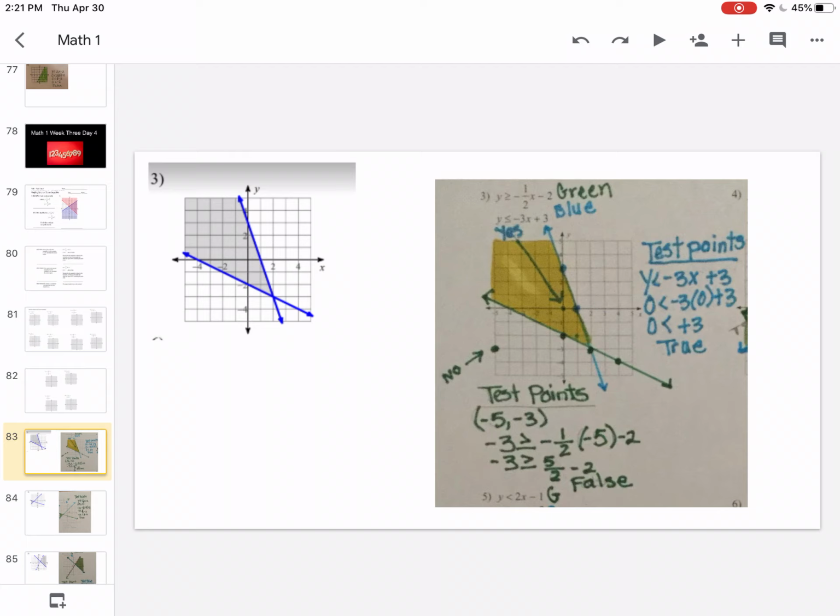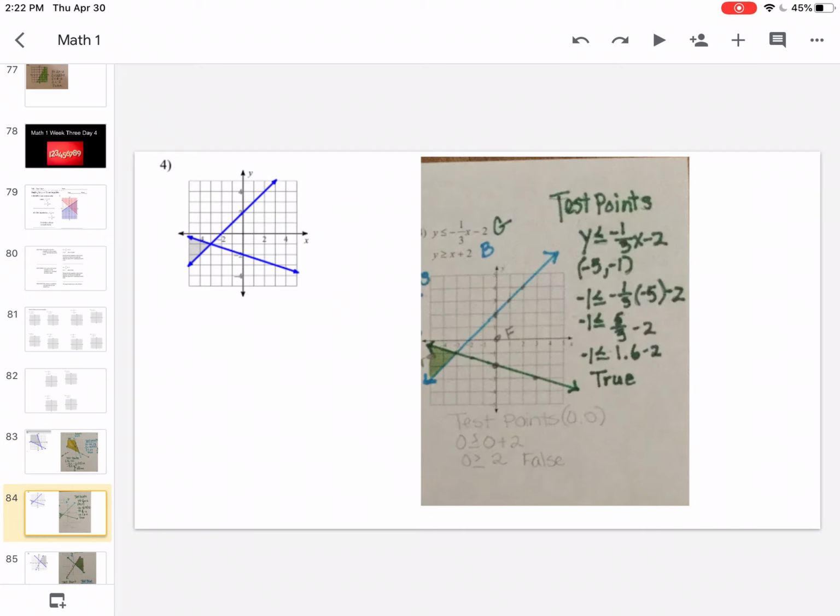So I did the test points for negative 5 and minus 3. You could see I put a green dot there, and it turned out false, so I know the shading isn't going to be on that side of the line. And then I did the same thing for the blue. I used the 0, 0 on that one, and it was true. So I knew it was going to include 0, 0, so I shaded in that area. See how I put no and yes? I know this is challenging. I actually had to go over it several times to understand it, so if you're struggling with it, it's okay. We could practice more when we get back to school.